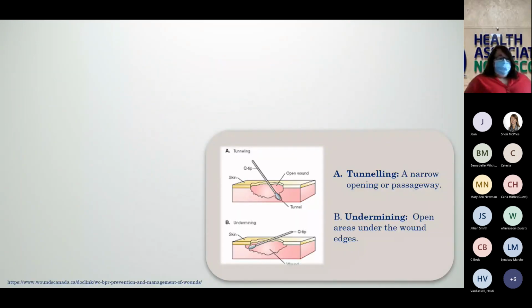So I added a box here with a diagram to provide a visual on differentiating tunneling from undermining. As you can see, tunneling is a narrow opening or passageway that can extend in any direction through the soft tissue. Undermining is defined as the open areas under the wound edges from the destruction of tissue. It may surround some or all of the wound edges and extend in different directions.